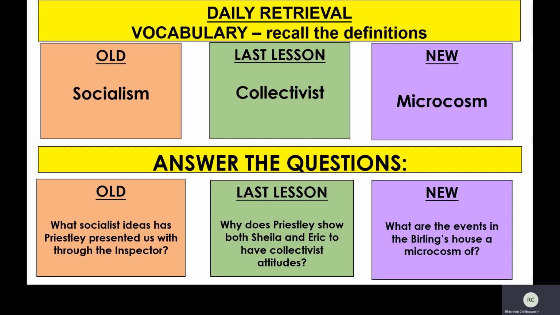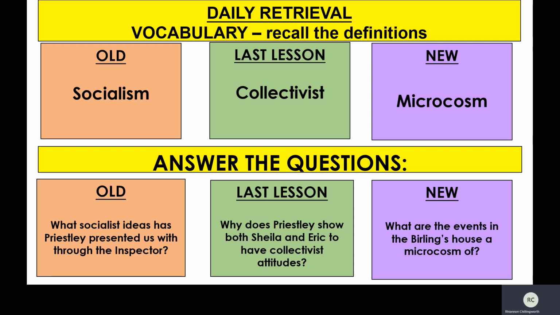So think about what the events in the Burlings' house are a microcosm of. Think about the Burlings' attitudes, their treatment of Eva Smith. What is that a microcosm of in wider society? Okay, so you can pause the video now, answer those questions.